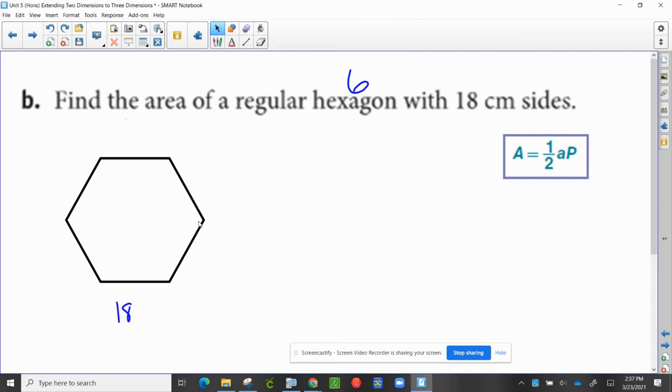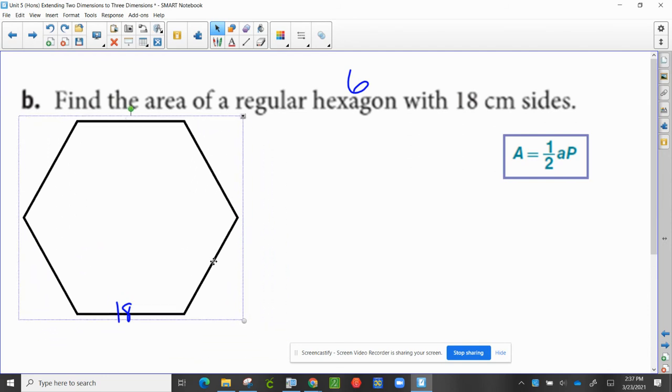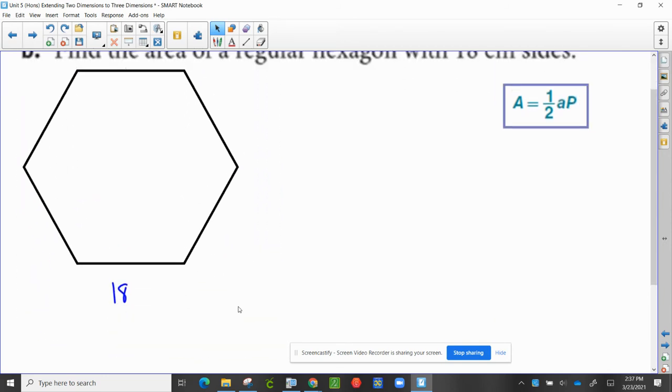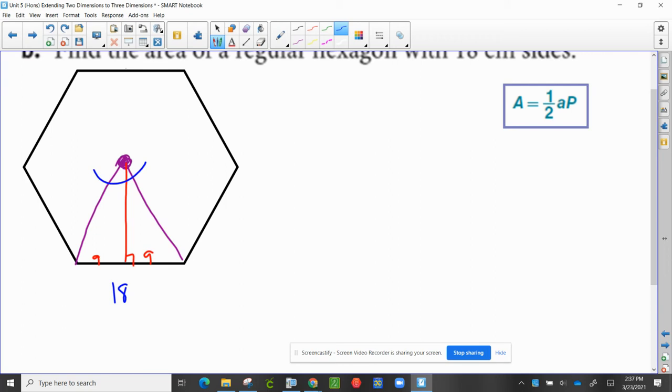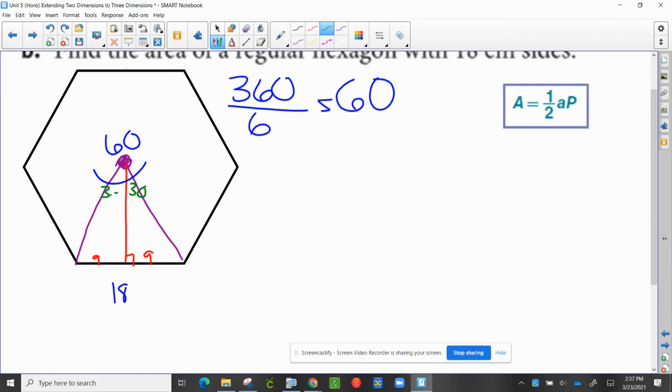I might actually make this bigger for us so I can draw on it. Okay, so again, we're going to use that idea of some triangles here. So we have our central point, and we're going to form a triangle like this. And we'll drop the apothem from that center point to the midpoint, making this 9 and 9. Now remember, we need that central angle here. So the central angle is 360 divided by how many sides you have. In a hexagon, we have 6 sides. So that means we have a 60-degree angle here, making each little right triangle a 30-degree angle.